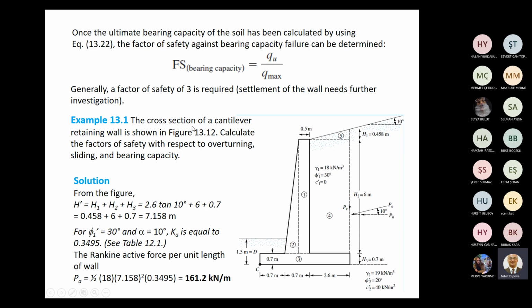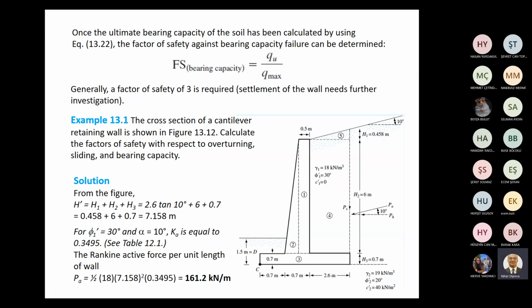Let us solve one example problem, 13.1. The cross-section of a retaining wall, type is cantilever, and reinforced concrete. The parameters are given under the base and above the base. We will check factor of safety with respect to overturning, sliding, and bearing capacity.